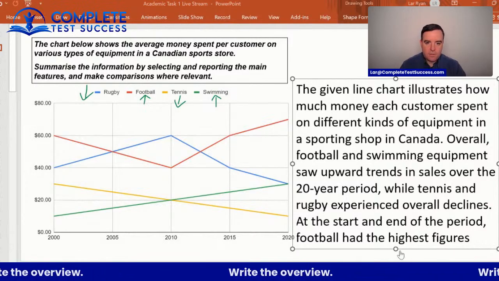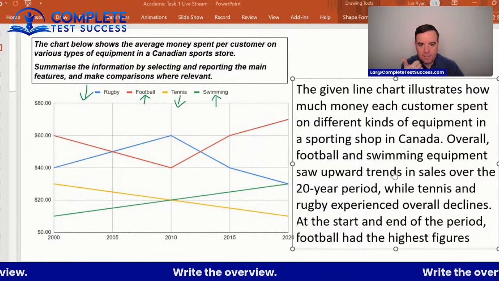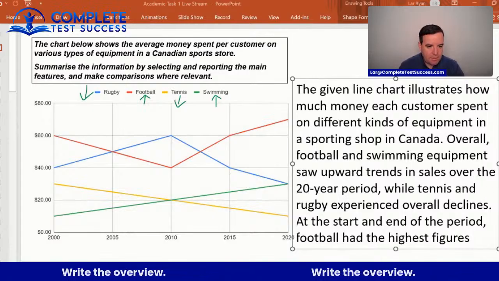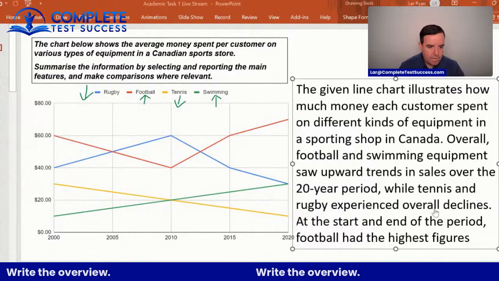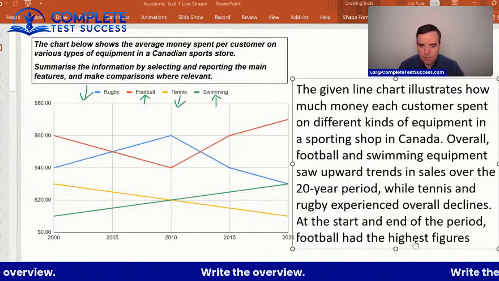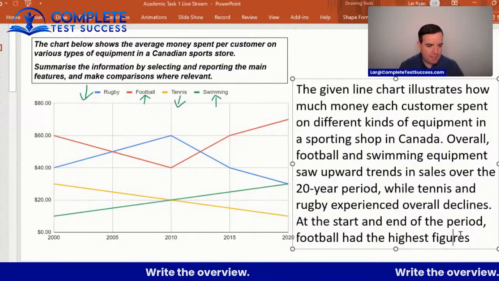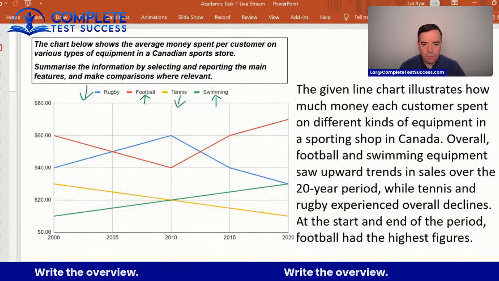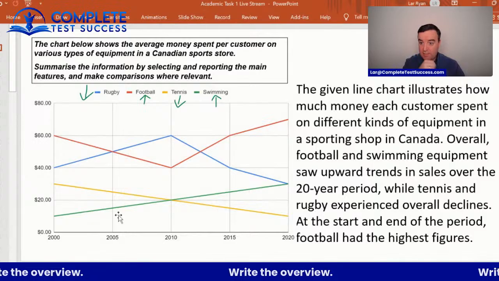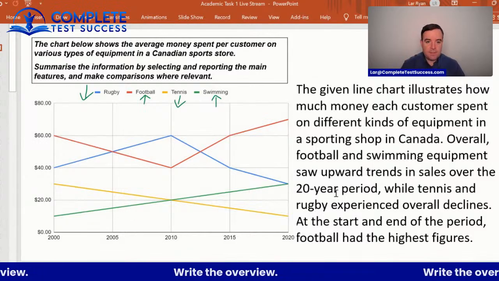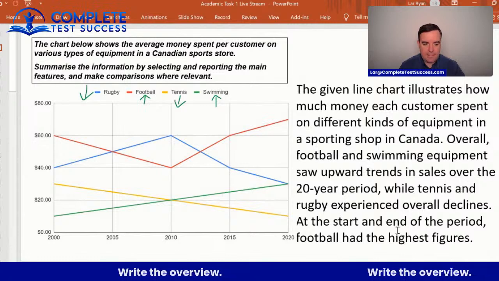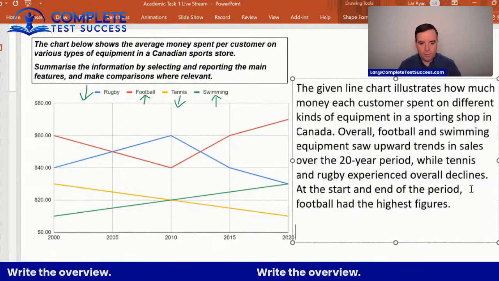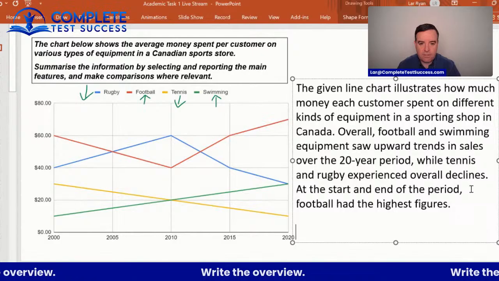Okay, good. So that is our first paragraph finished. We paraphrased the question, we wrote the overview. Now what we need to do next is write the body paragraphs where we talk about the specific key features for the individual categories. In this question, there are 2 that increased and 2 that decreased. So it would make sense to discuss the 2 increases in one paragraph and the 2 decreases in the other.